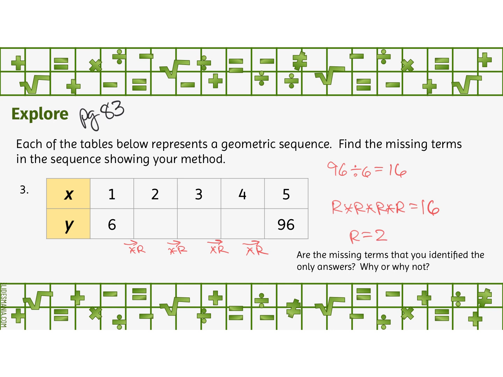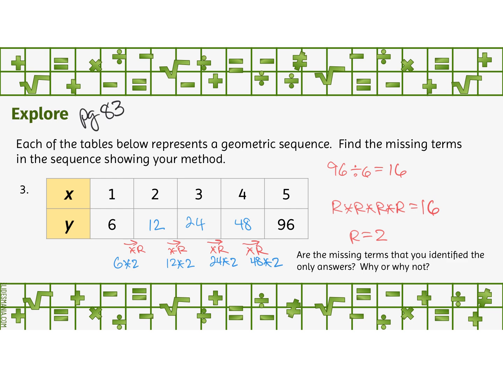So let's take 6, multiply by 2, and we get 12. We take 12, multiply by 2, we get 24. We take 24, multiply by 2, we get 48. And we take 48, multiply by 2, we get 96. Haha, that works. Okay.